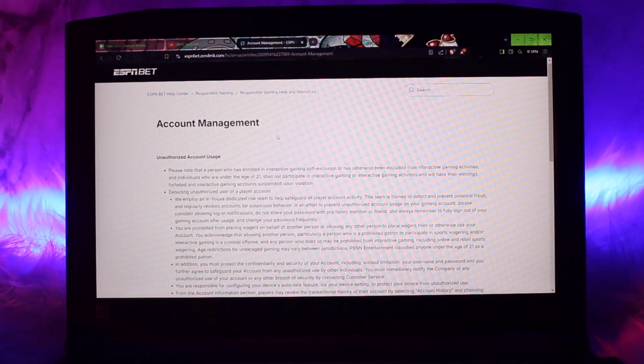ESPN Bet is only available in specific states where sports betting is legal. Enable location services. Ensure your GPS is turned on and Wi-Fi is connected for more accurate location tracking. Disable VPN or proxy. And if you are in a restricted state, you won't be able to access ESPN Bet. And number 4 is contact ESPN Bet support.